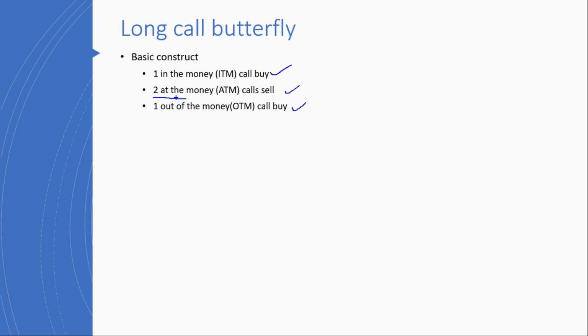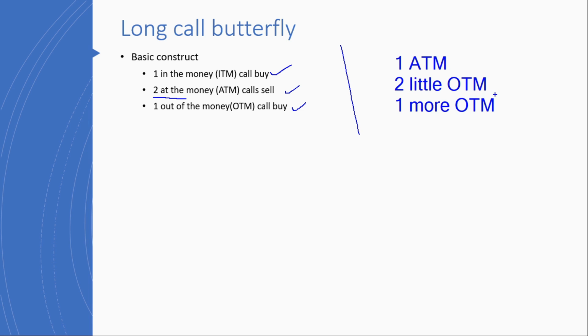One of the reasons why you should go for in the money buy, then at the money sell, and then out of the money buy is that if you go for in the money, the time value you are paying for this position will be less. Automatically your debit will be reduced. So that is the reason why, rather than going for one at the money, two little out of the money and one more out of the money.